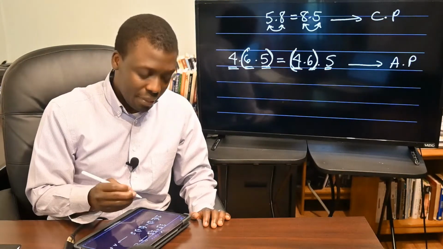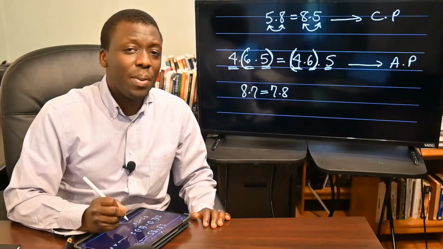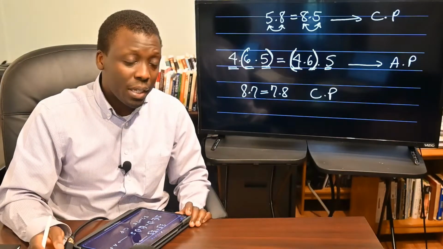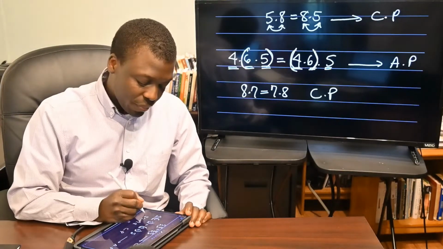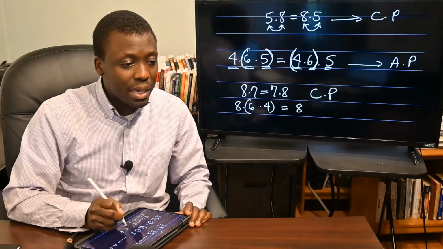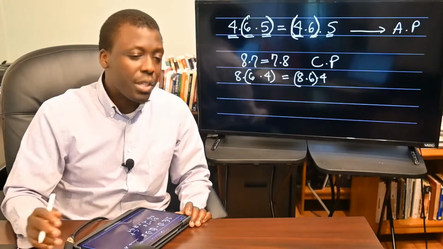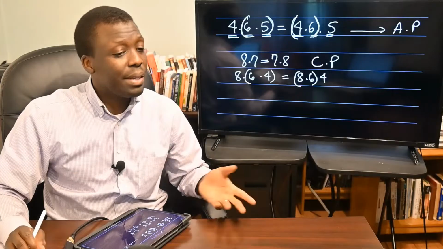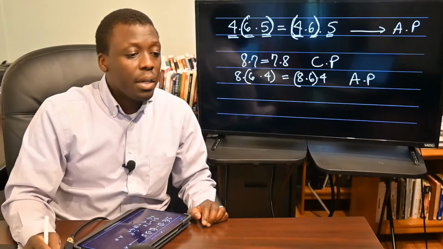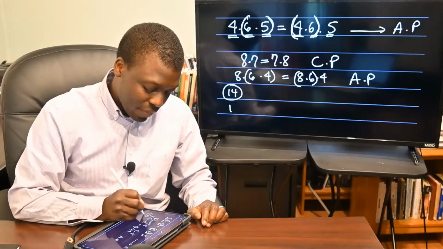How about number 10? 8 times 7 is equal to 7 times 8. What do you think about this one? The numbers moved around. That's the commutative property of multiplication. Number 12: 8 times 6 times 4 is equal to 8 times 6 times 4. Did the numbers move? No. That means we use the associative property of multiplication. And then finally, we'll look at 14 and 16.